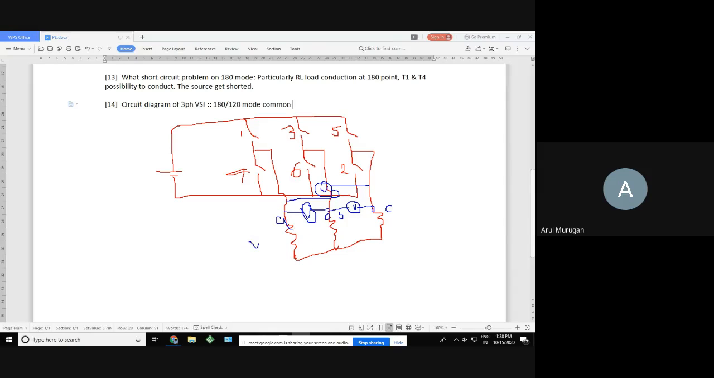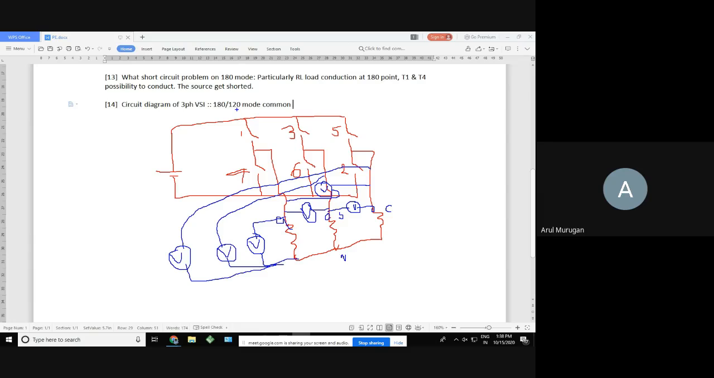Then phase to neutral: a voltmeter is connected from each phase with respect to the neutral. This is the neutral point, the common ground. The first meter goes to the A phase, the second to the B phase, and the third to the C phase, each with respect to neutral. This is the method to measure the phase to neutral values.